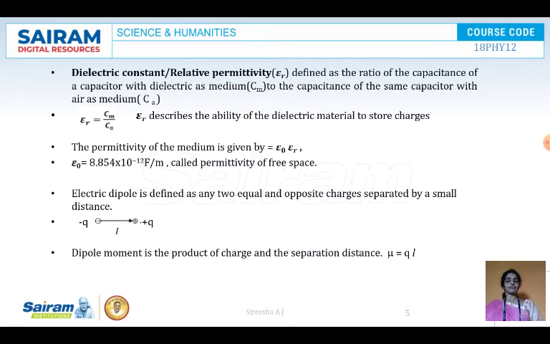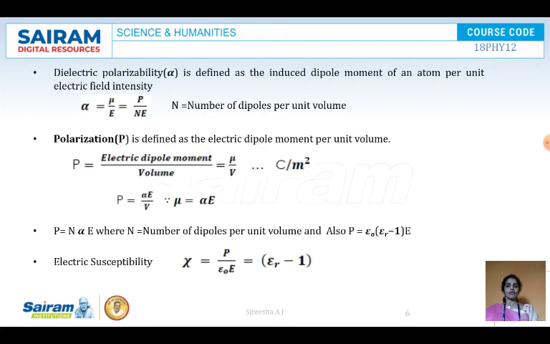Farad per meter, called permittivity of free space. Now, electric dipole is defined as two equal and opposite charges separated by a small distance. As I told you before, electric dipole is nothing but electric charges separated by a fixed distance. Here, minus Q and plus Q separated by a small length L gives you the electric dipole. Now dipole moment is the product of charge and the distance of separation. So mu is equal to Q into L. So these are the small definitions, and now we will see what is dielectric polarizability.